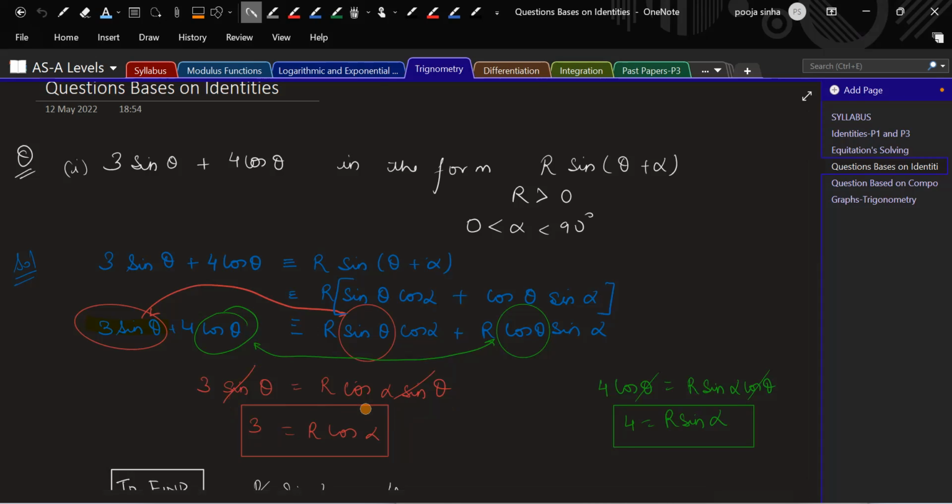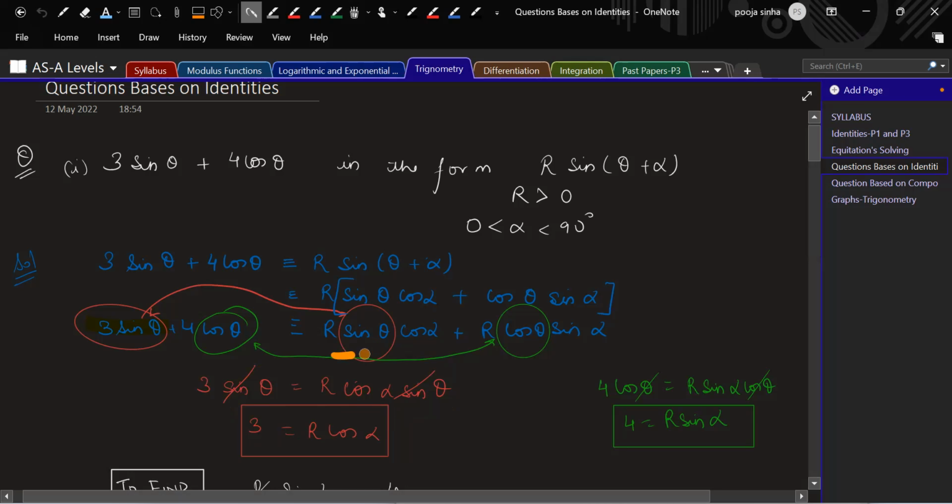हमको दोनों, उन्होंने बोला है कि इसको इस फॉर्म में कन्वर्ट करना है. तो हमको उस फॉर्म में कन्वर्जन करने के लिए हमारे पास और कोई तरीका नहीं है. हमें जब इधर साइन थीटा का कंपोनेंट है, दैट मींस ये वाला पार्ट ये होना चाहिए और ये वाला पार्ट ये होना चाहिए.